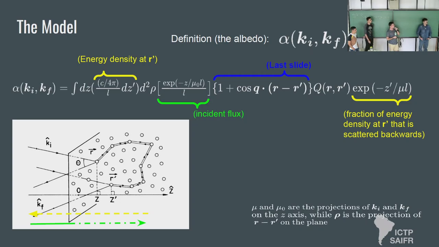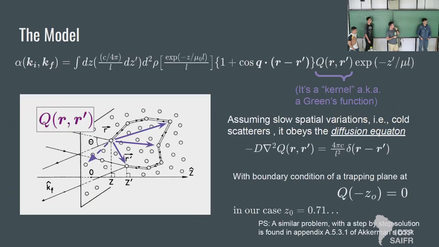And here you have this Q over here. I won't go into many details, so I'm just going to skip it really fast. This is basically a kernel or a Green function measuring how you're interacting each scatter with the other one when you're counting in this scatter. It can be solved with the Green function method. This Green function should obey a diffusion equation, as Pablo showed earlier. And this is maybe our boundary condition.